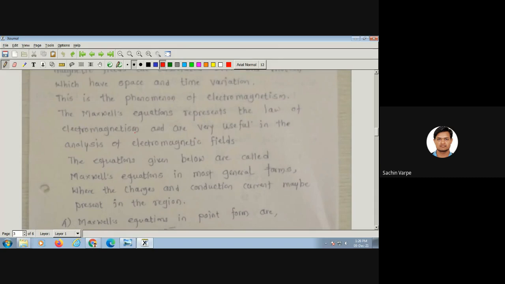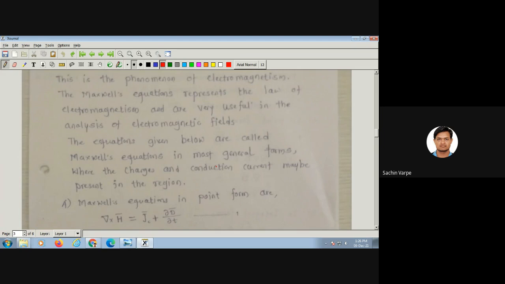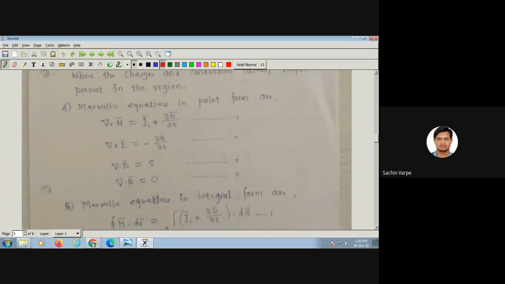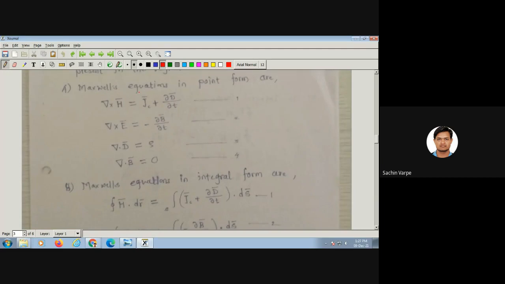Electromagnetism equations are very useful in the analysis of electromagnetic fields. The equations given below are called Maxwell's equations. We have noted these Maxwell's equations while discussing unit number 4. Maxwell's equations in point form are given to be this. Maxwell's equations in point form and Maxwell's equations in integral form.